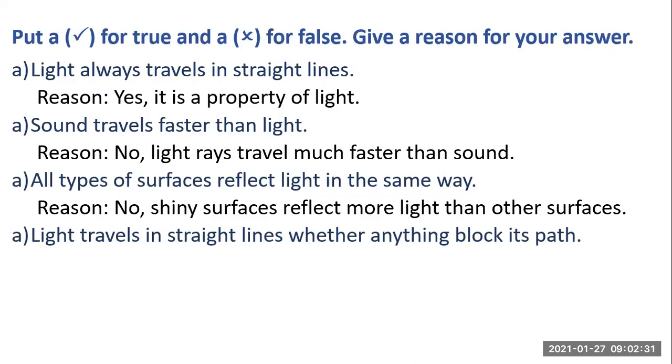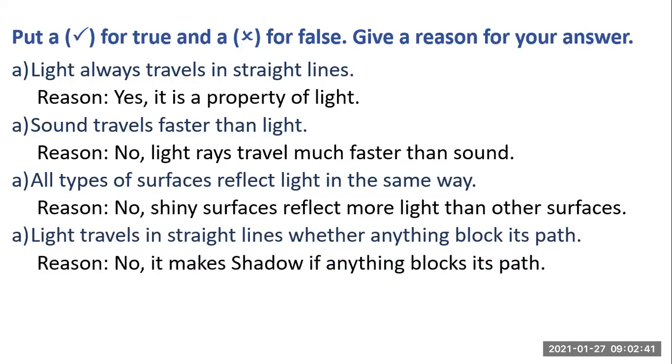Now, the next one is: light travels in a straight line whether anything blocks its path. The answer is no. It makes a shadow if anything blocks its path. As we learned, light always travels in a straight line, so if anything blocks its path, it would make a shadow. So the answer would be no, it makes a shadow if anything blocks its path.